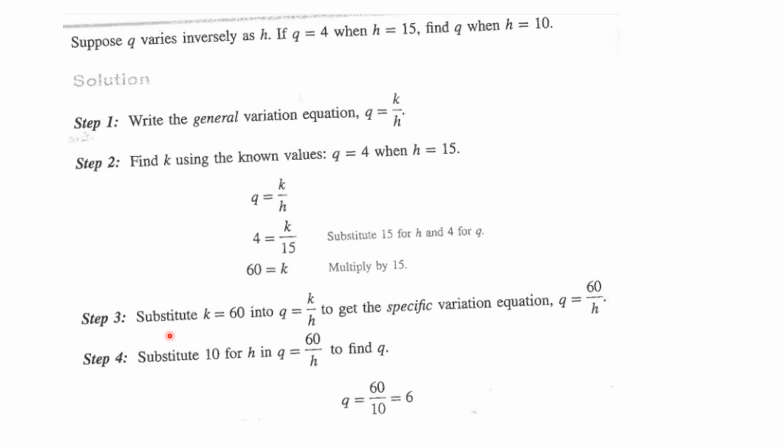Step 3 is we substitute k equals 60, and we know q is equal to 60 over h. But then the question asks us what q is when h is 10, so we substitute 10 into the equation q equals 60 over h to find q. So q is equal to 60 over 10, or 6.